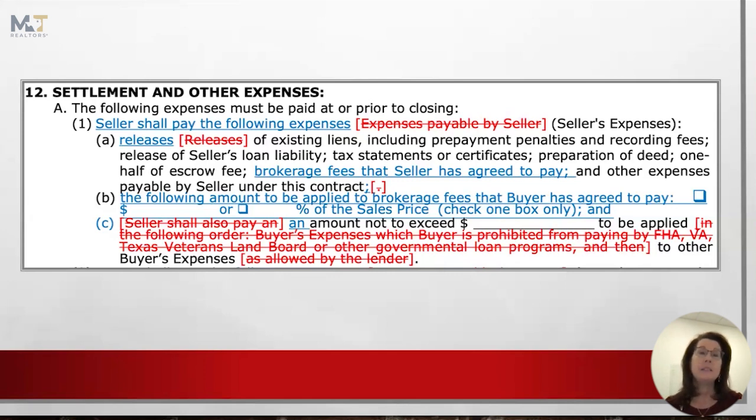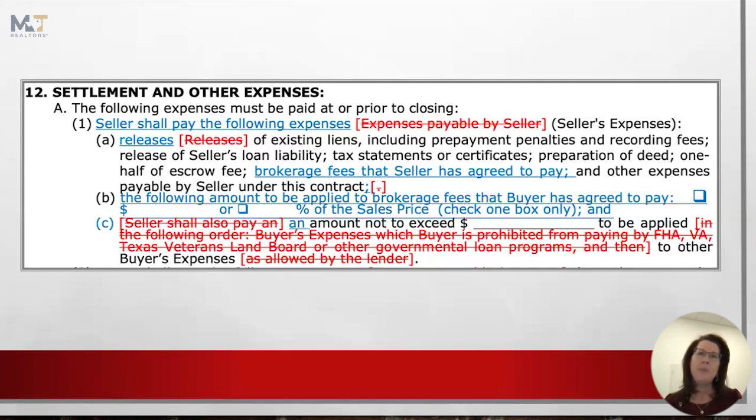And then C. C is an amount not to exceed an amount to be applied to other buyer's expenses. So this can be the concessions, whether it be for buy down rates, whether it be for repairs that you are asking for ahead of any other amendments to be done, anything else. What you have to make sure, though, is that the concessions that are here in C are in line with the lender requirement of the cap.